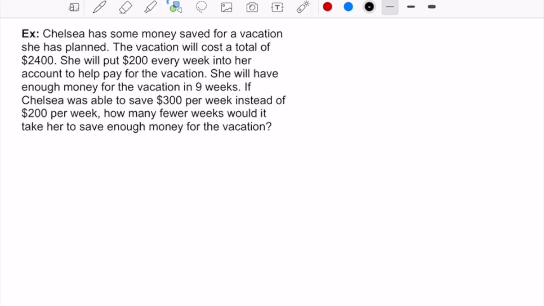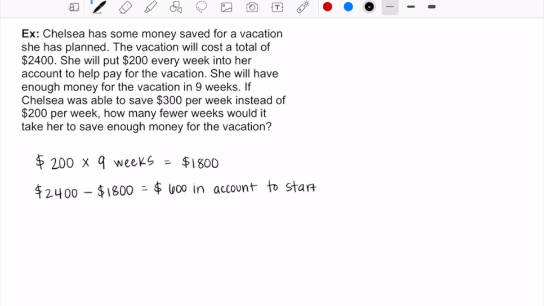All right, and the final question, Chelsea has some money saved for a vacation. The vacation is going to cost a total of $2,400. It says she's putting $200 every week into her account to help pay, and she'll have enough money in 9 weeks. So if Chelsea saves $200 per week times the 9 weeks, that means that in that time she'll save $1,800, but she'll have $2,400 at the end of that 9 weeks, which means she started with some money in the account. So if I subtract $1,800 that she saved from the $2,400, it means that she starts with $600. There are $600 in the account to start.